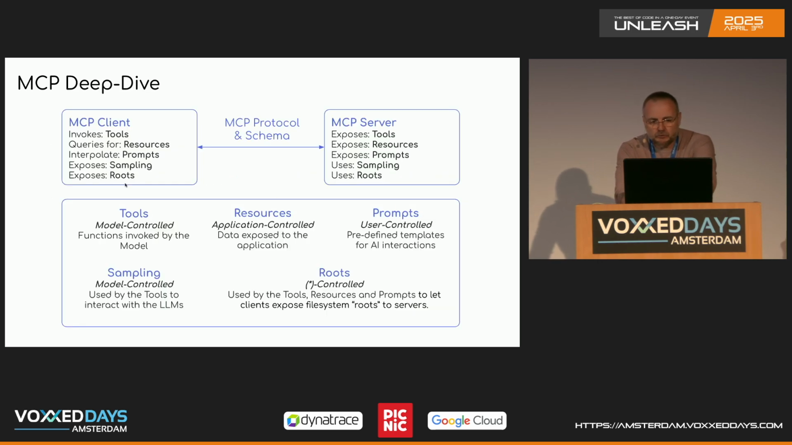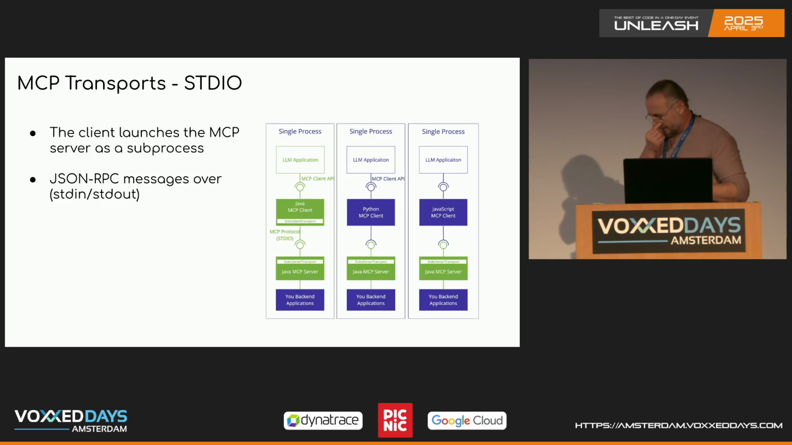You also have this concept of roots, which are a way for the client to specify some file system roots that the server should use. Again, it can define the scope. You have to realize that initially the MCP was conceived as a mechanism for code assistance. So this explains the next slide.